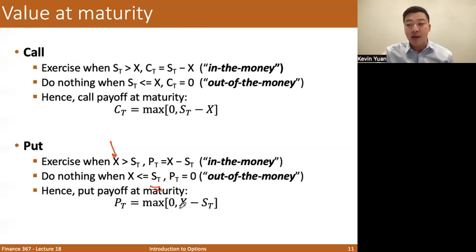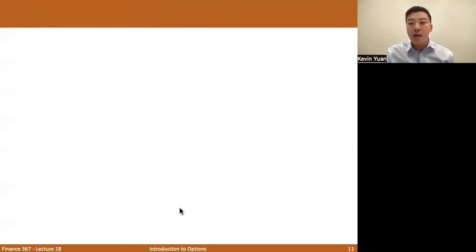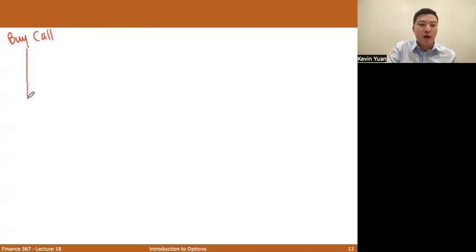So more compactly, your payoff for a put option at maturity is the maximum of 0 and X minus ST. Now, it's worth walking through and drawing out the payoff structure, because when you're doing these kinds of problems, there's a lot of numbers involved. And I think a visual really helps you understand what we mean. So let's say you wanted to buy a call option. Let's see if we can understand the payoff figure.